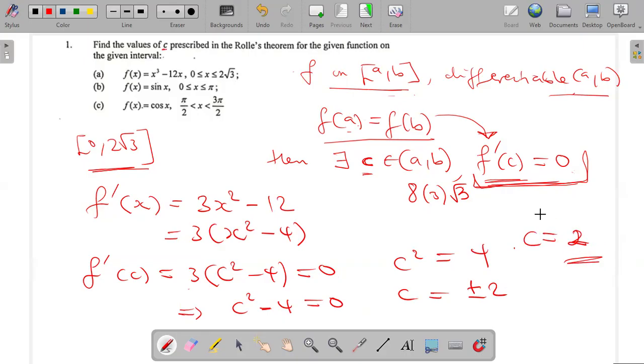If you want, you can test this c in our equation, where we're saying that f prime of c is equal to 0. Where there's c, if I replace it with 2, this gives me 3 times 4 minus 12, which gives me 0 when I subtract. So f prime of c has given us 0. So this holds, and this here is our c. All right. So we apply the same to the next questions.